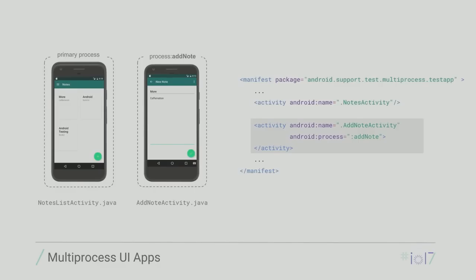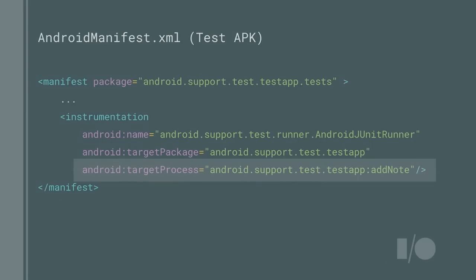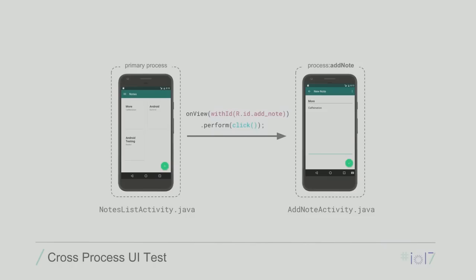Well, before Android O, it was impossible to test. But with Android O, there's a new instrumentation attribute that you can use in order to define which process you want to instrument. While instrumenting and running tests against each process in isolation is a great idea, and you should do it, you may find yourself in a position where you want to cross process boundaries within one test.